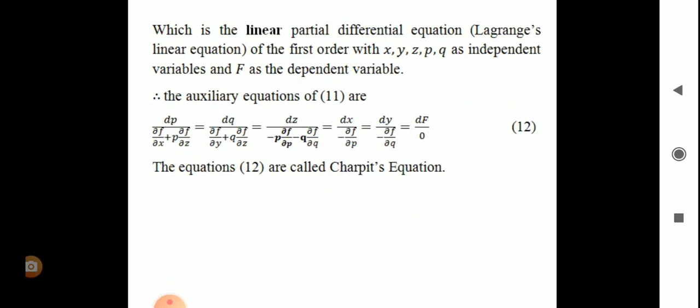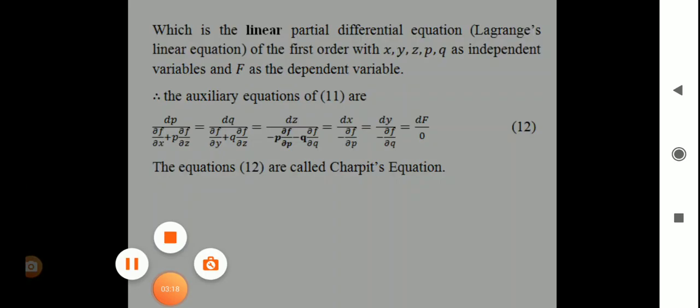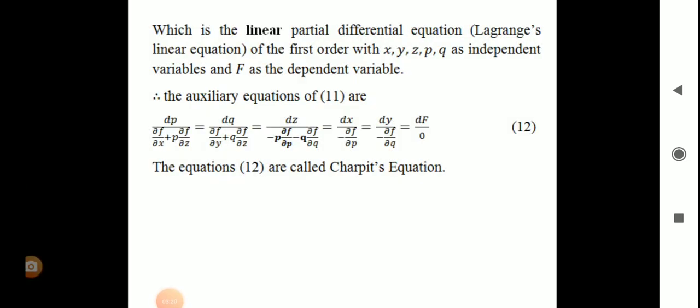Equation 11 is the linear partial differential equation of the first order with x, y, z, p, q as independent variables and f as the dependent variable. Therefore, the auxiliary equations of 11 are given by equation 12. These equations in 12 are called Charpit's equations.